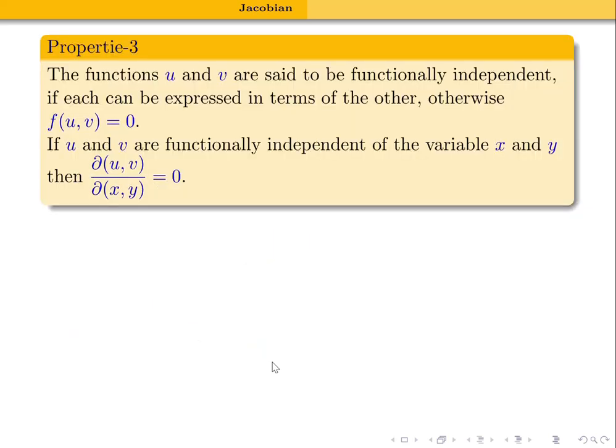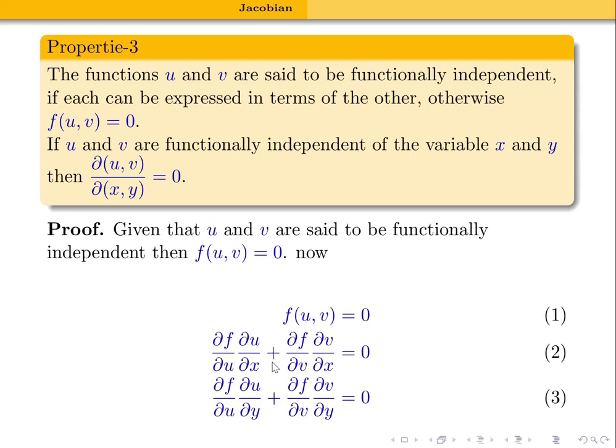Next, property number 3. Functions u and v are said to be functionally dependent if each can be expressed in terms of the other, so that f of u comma v is 0. If u and v are functionally dependent on the variables x and y, then ∂(u,v)/∂(x,y) is 0. So if it is 0, we say they are functionally dependent. Given u and v are functionally dependent, then f of u comma v is equal to 0.